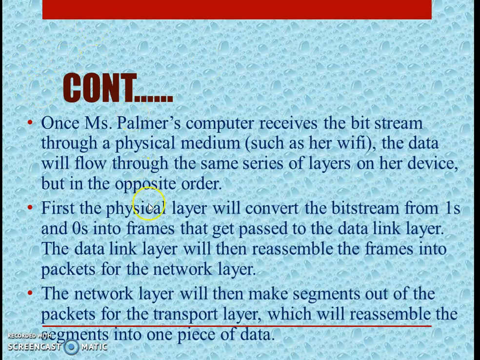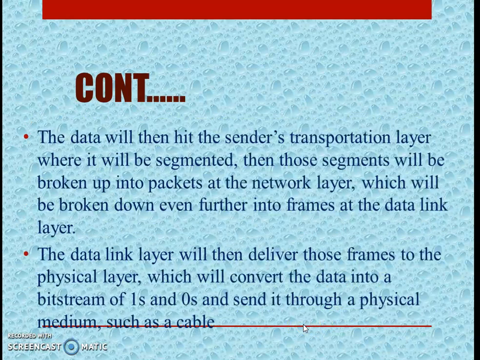First it will reach the physical layer. Those zeros and ones are formed as frames and passed on to the data link layer. From that layer, the frames are combined into packets and sent to the network layer. From the network layer, the packets are combined as segments and sent to the transport layer.